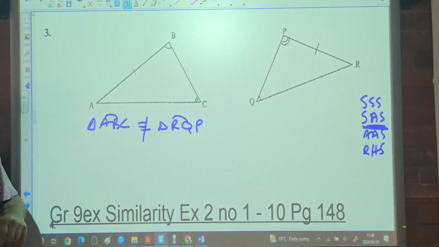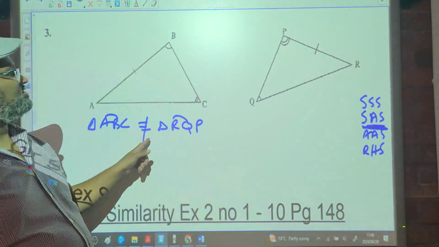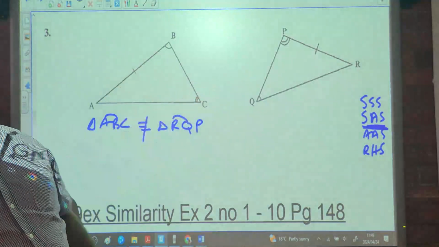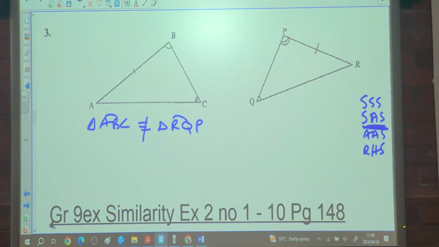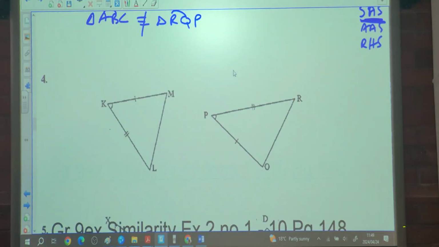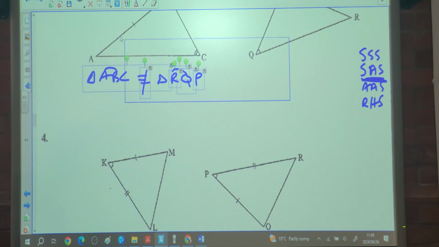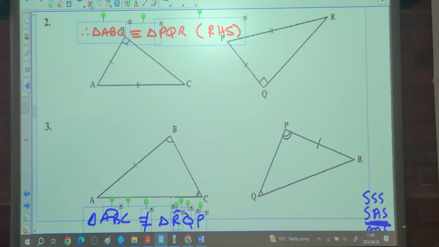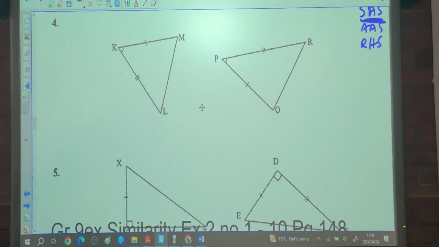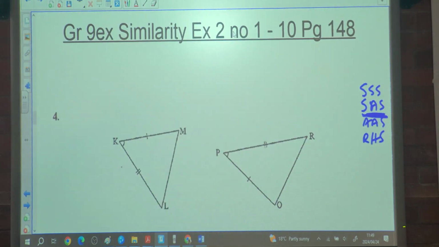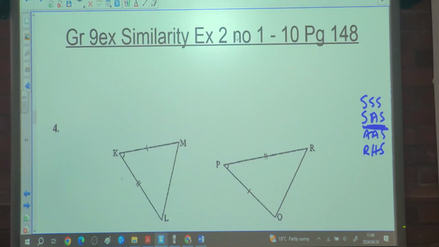Okay. Let's make a note there. Why is it not congruent? Because the side is not opposite the corresponding angle in the two triangles. I think there's two such cases in this exercise. Look at number 4.